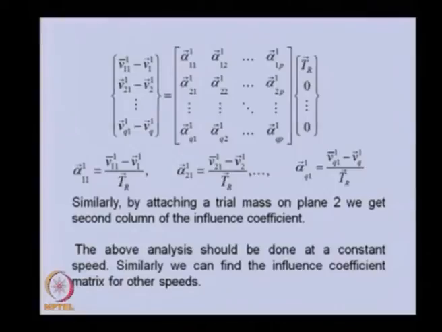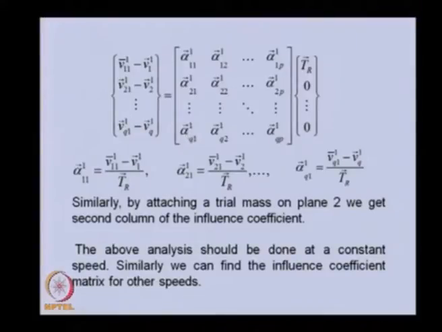Similarly, we can obtain all the others up to this. So when we kept the trial mass in the first plane, we saw that we could get the first column of this particular influence coefficient matrix for the first speed, omega 1.